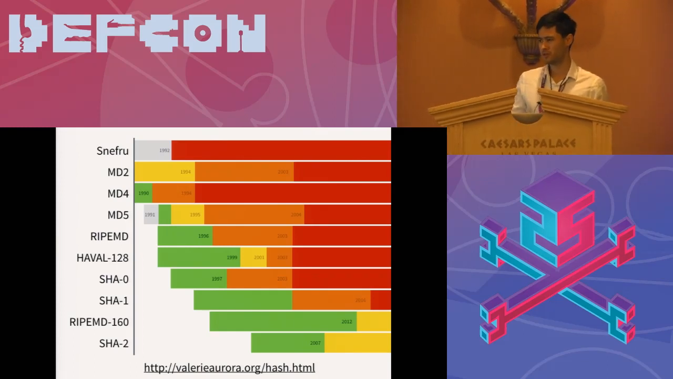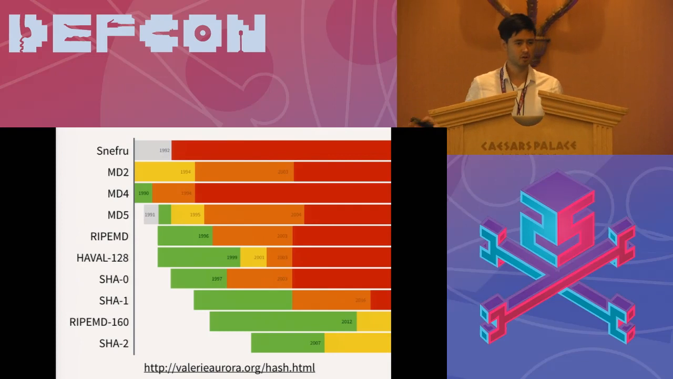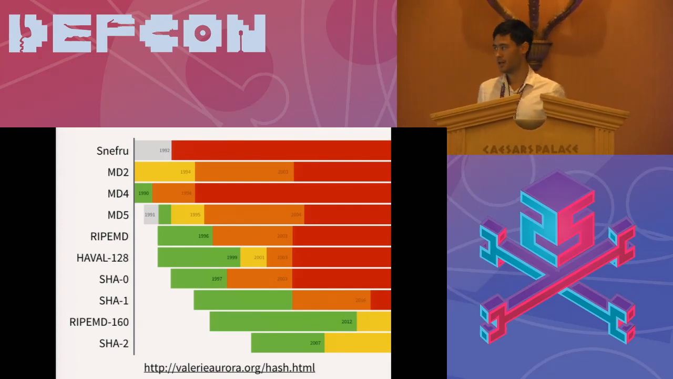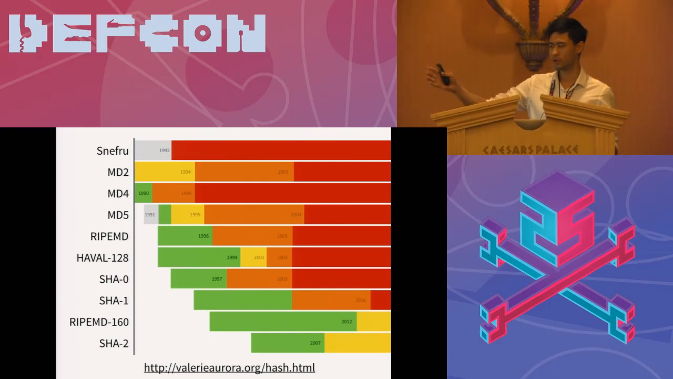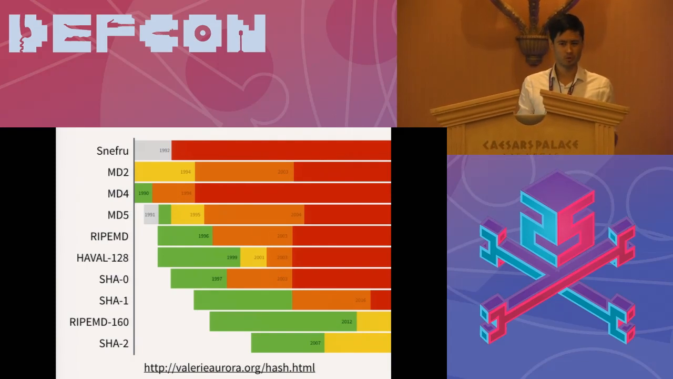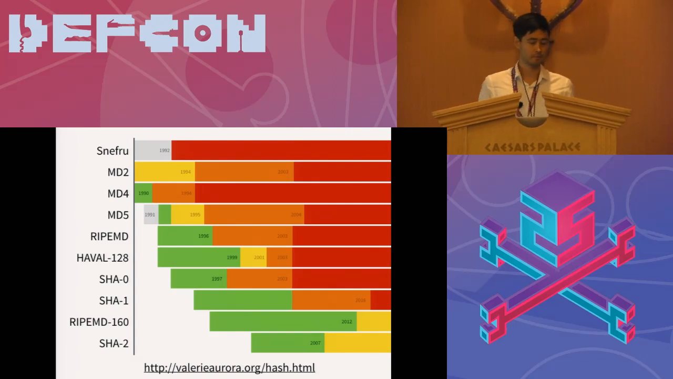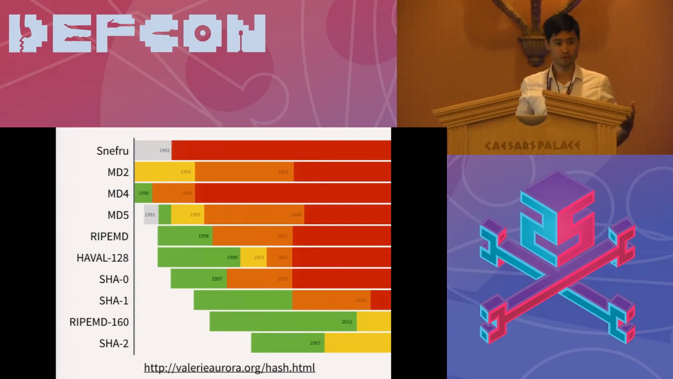But I want to make a point here: if we look at the past hash functions in the previous years, we've seen a pattern. The pattern is that we usually see some green, and at the end we usually see some red. The green usually means that it's considered strong for a number of years. People use those hash functions. And the red usually means that it's broken. Broken here usually means that we found a collision.